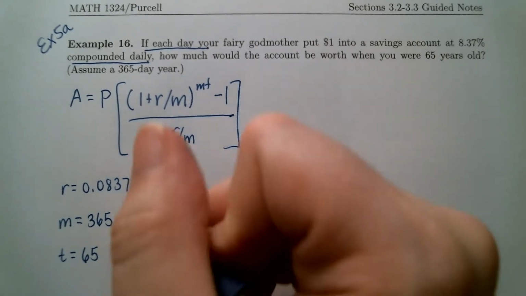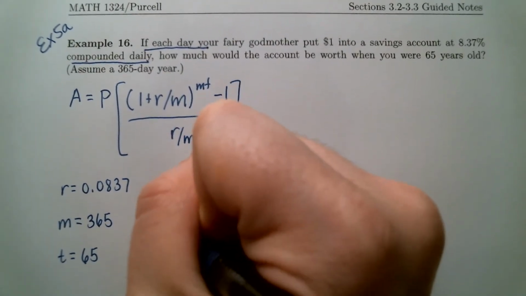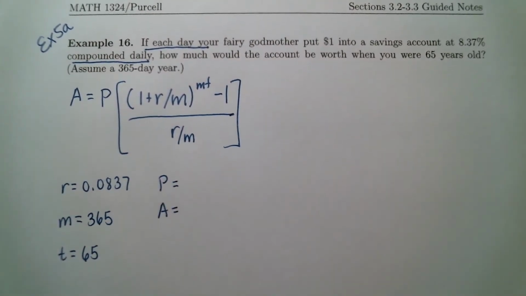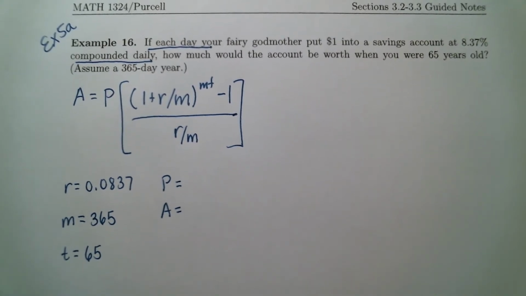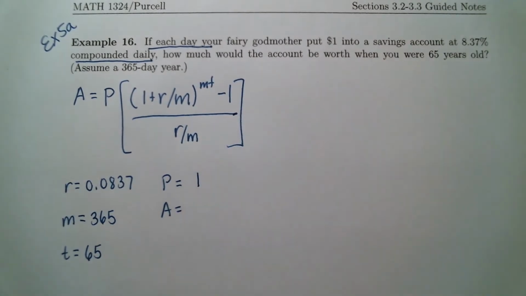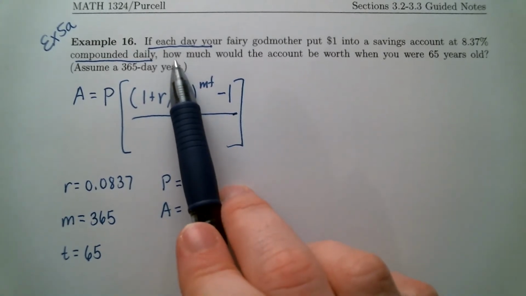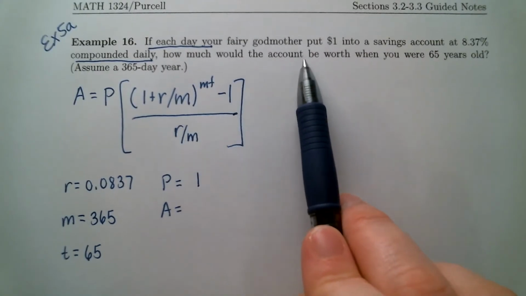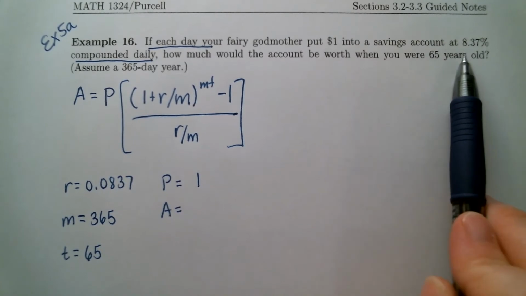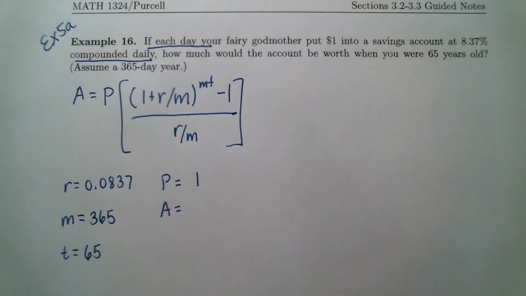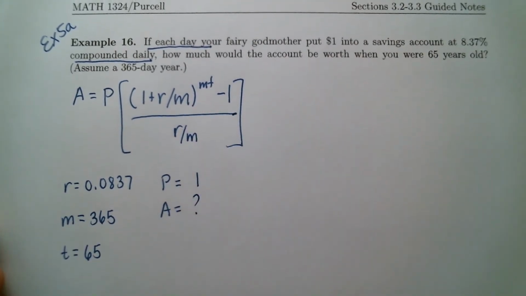And now we just need the P and the A. When you're doing this type of problem and using this formula, P is the amount of each regular deposit. So P is $1. That leaves A, so we must be solving for A. Again, if you reread the problem, it says how much would the account be worth, 65 years later. So you are looking for the account balance down the road. That is the A value that is unknown.